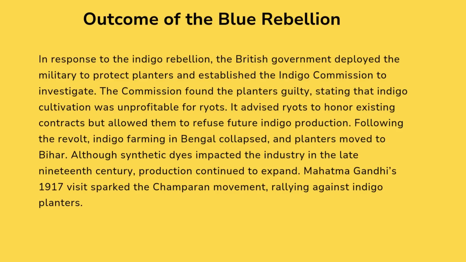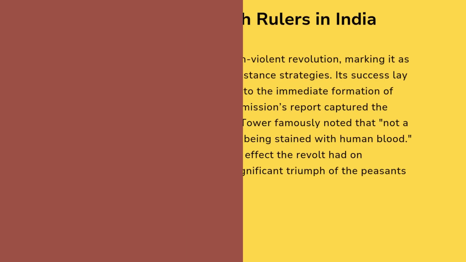Following the revolt, indigo farming in Bengal collapsed, and planters moved to Bihar. Although synthetic dyes impacted the industry in the late 19th century, production continued to expand. Mahatma Gandhi's 1917 visit sparked the Champaran movement, rallying against indigo planters.